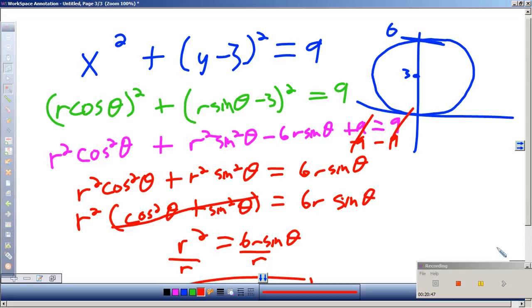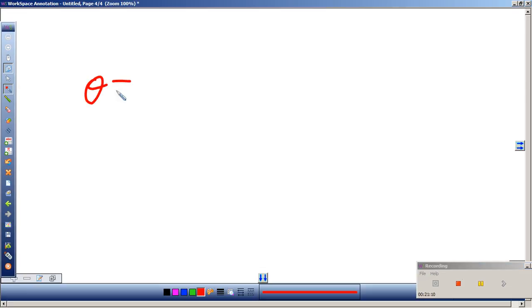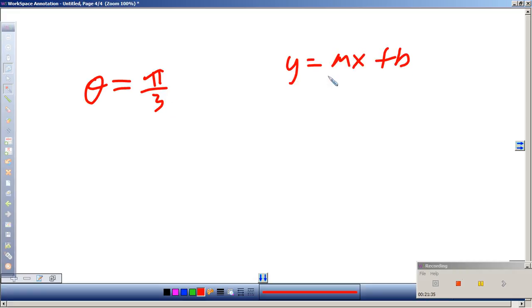Okay, you good? So let's see, if we have theta equals pi third, take that to rectangular. First, tell me about this graph. It's a line. Where does it go through? 0, 0. Okay, we know it goes through 0, 0. What would be the rectangular form of it? We know it's going to be y equals mx plus b, where b is what? 0. So we know it's going to be y equals mx.